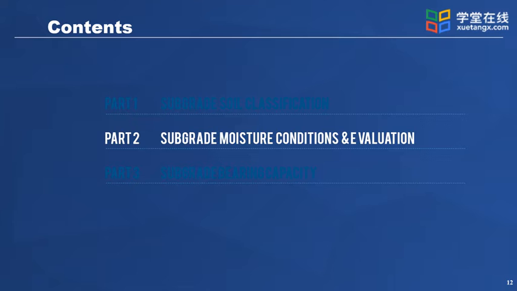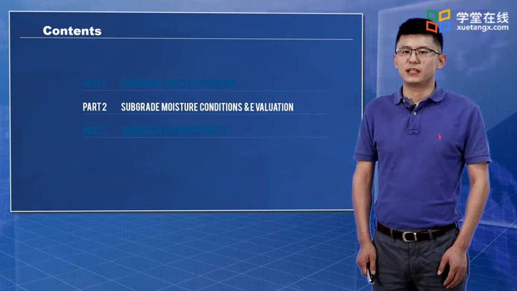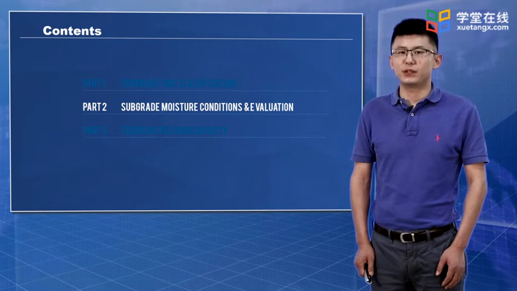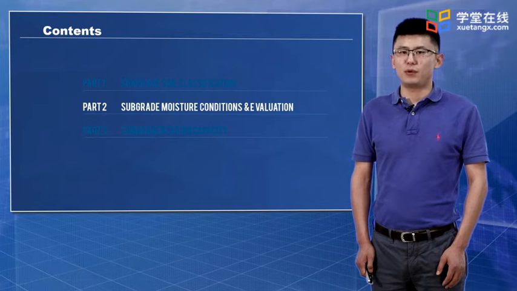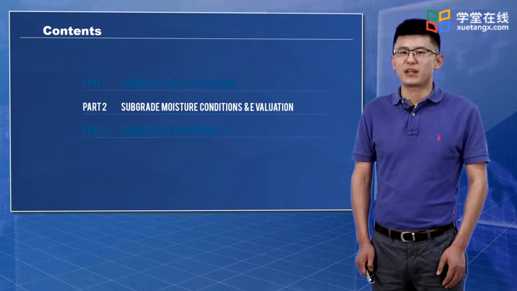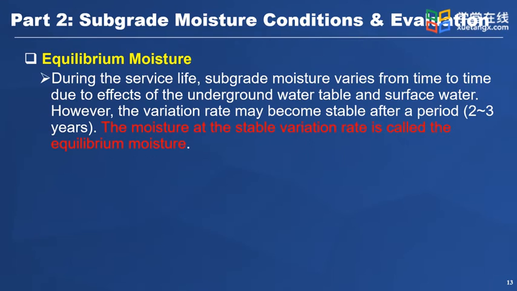Now let's go to the second part, the subgrade moisture conditions and the evaluation. We all know that the moisture condition is an important factor affecting the subgrade soil performance or properties. So we need to understand the moisture conditions very clearly so that we can estimate their performance. So how to evaluate the subgrade moisture condition?